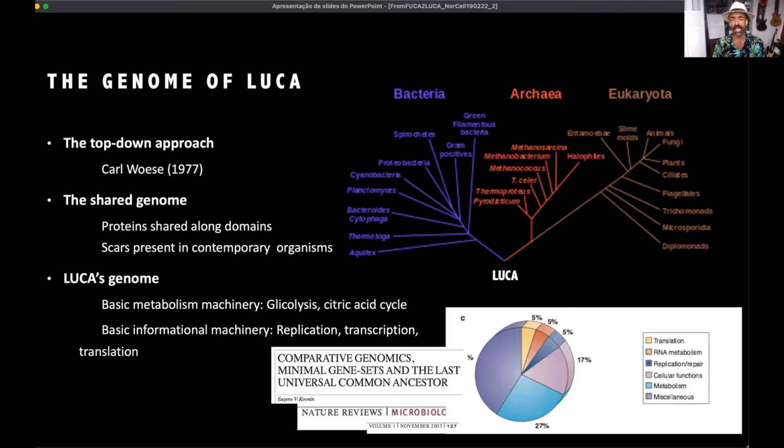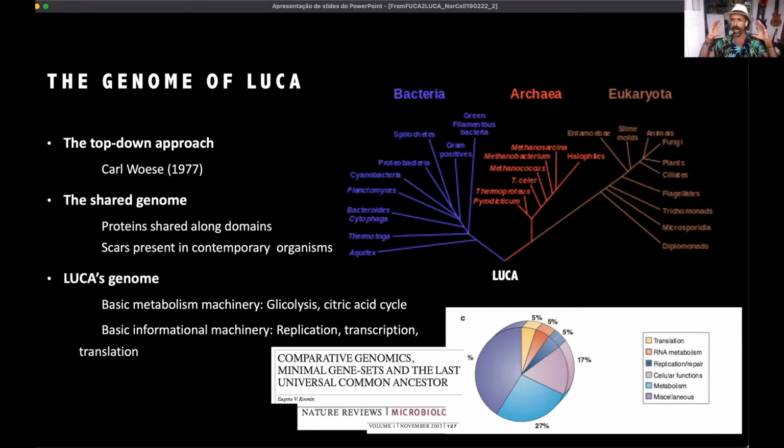Okay, and lots of works have tried to understand what the Luca's genome should be. How do these works work? How do they manage to find the genome of Luca? They look for what we call the shared genome. What proteins and genes are shared between bacteria, archaeobacteria, and eukaryotes? All the genes that are conserved in the three domains of life were supposed to be in Luca as well. This means that the scars of this ancient organism, these proto-organisms, can be seen now in the genomes of present-day organisms.